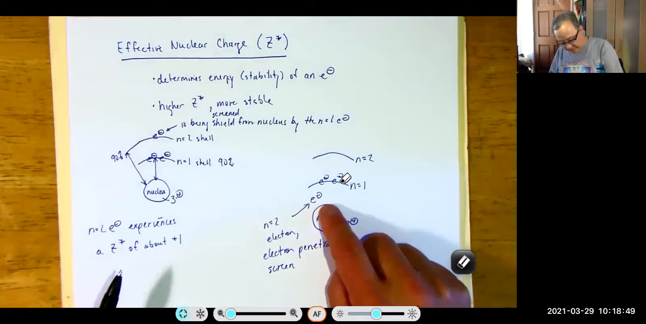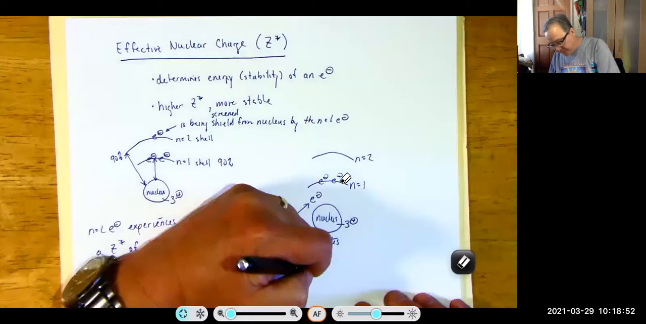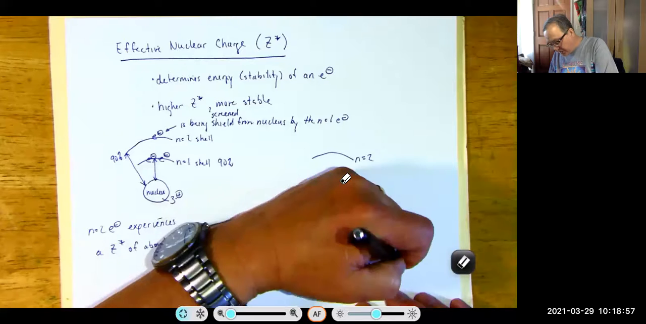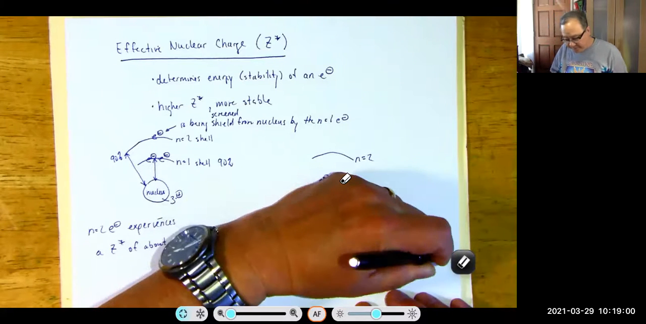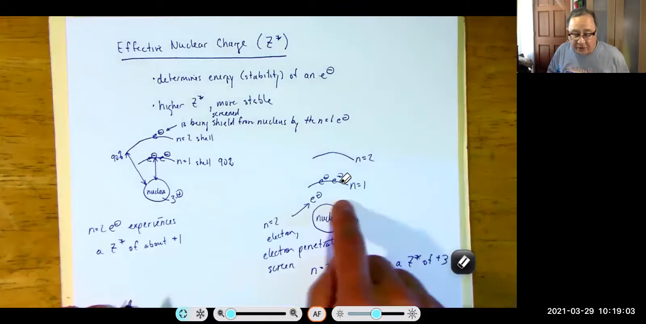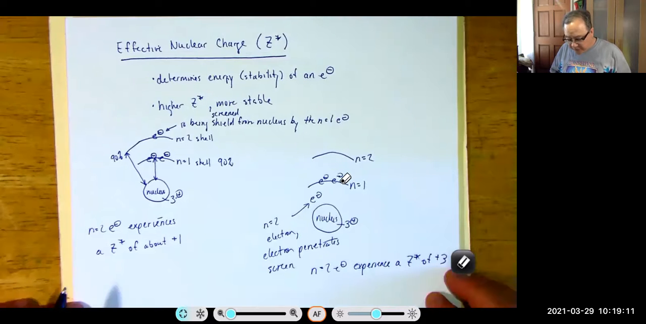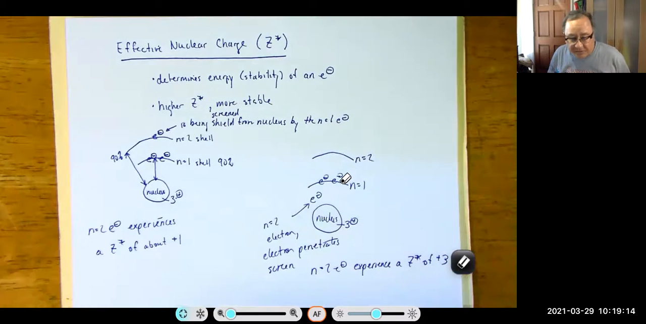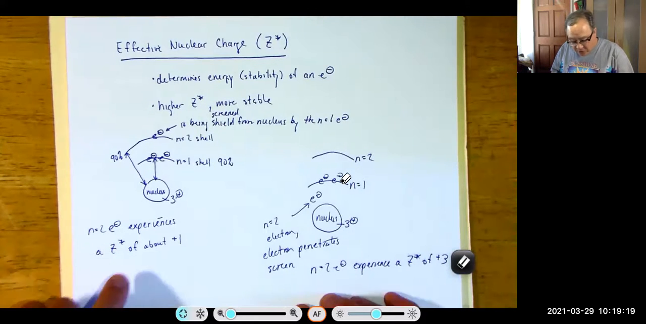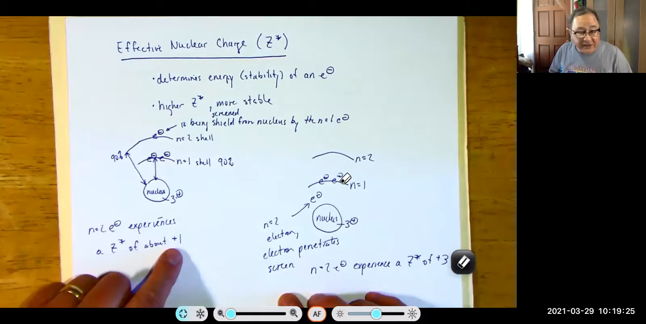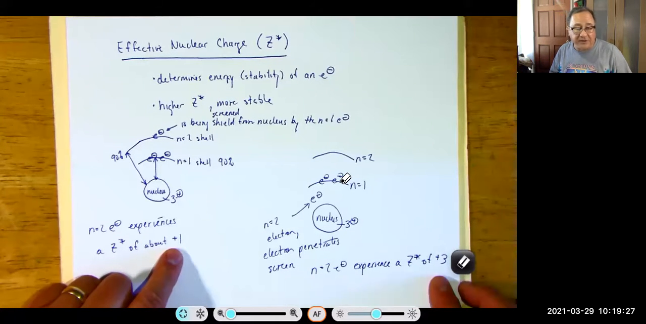What about this electron? The n = 1 electron experiences a Z star of +3, because there's nothing in between it and the nucleus. So when it looks at the nucleus, it sees a +3. Okay. So that's what's happening with these outer electrons compared to the inner electrons. Now, furthermore, this electron out here in the second shell, it's a +1 sometimes for the Z star. It's a +3 sometimes for Z star.